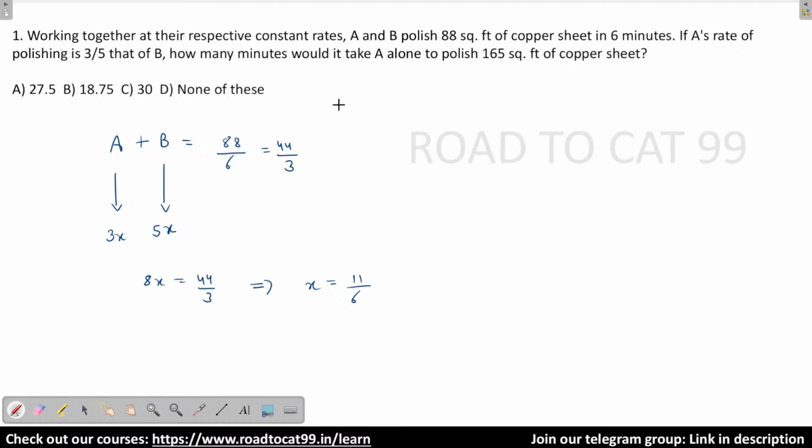So now it is asking how many minutes would it take A alone to polish 165 square feet of copper sheet. So talk only about A, how much time will A take? Total work required is 165 and A's efficiency is 3x, that is 3 into 11 by 6, that is 11 by 2. So I can say this will be 15 into 2, that is 30. A will take 30 minutes. So C should be your answer.